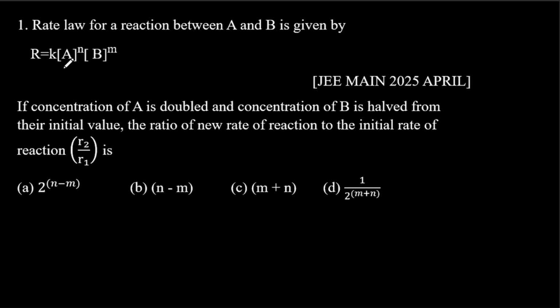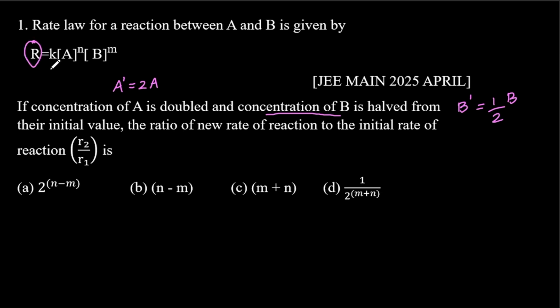R is equal to K A power N B power M. If the concentration of A is doubled, so the new concentration A dash is equal to 2A, and the concentration of B is halved, so the new concentration B dash is equal to 1 by 2 of B from their initial value. The ratio of the new rate of reaction to the initial rate of reaction. So you have to find R2 divided by R1.